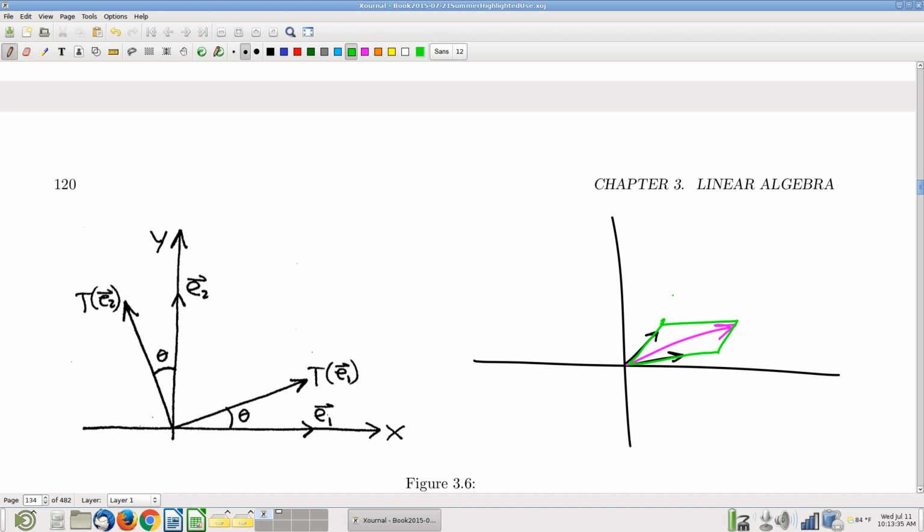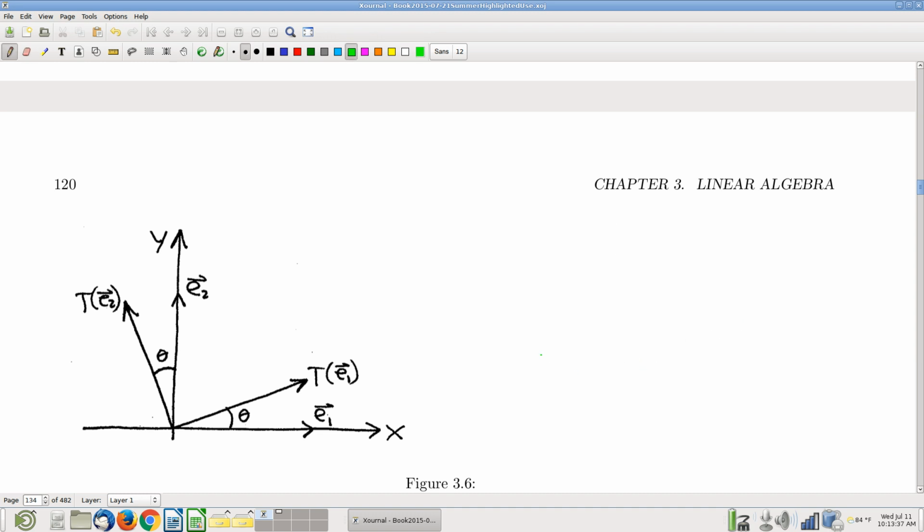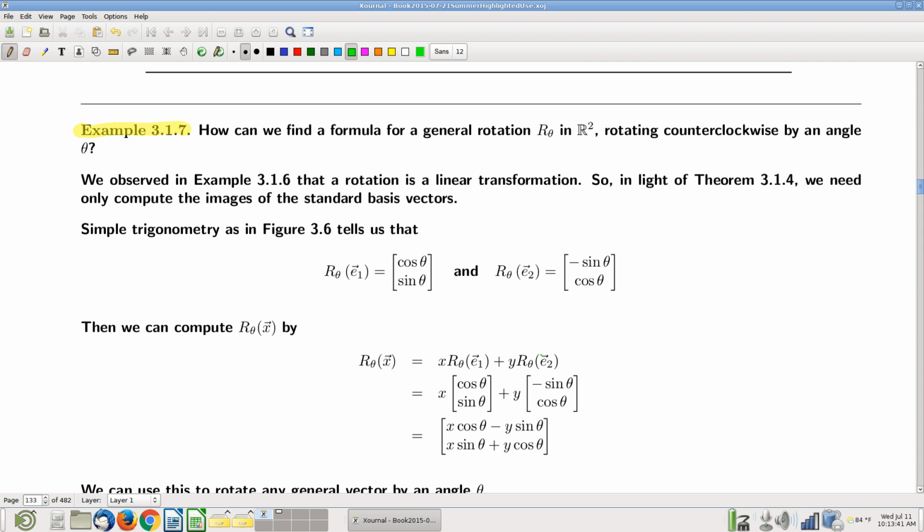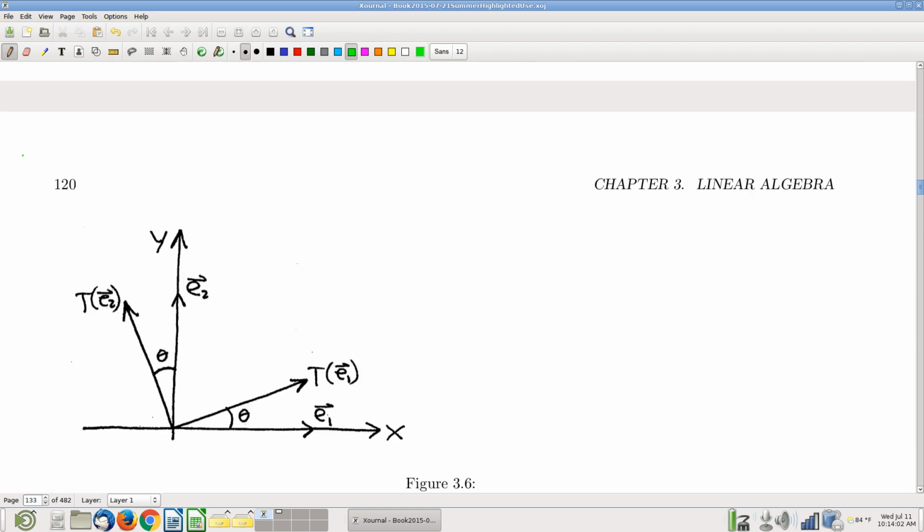Okay. That ends up giving us a powerful result. Suppose all I know about a function is that it is a rotation in R2 around the origin, counterclockwise by some angle, theta. Suppose I want to find a formula for that. Right now, I want you to think back to high school, think back to trig class. How would you find a formula for a rotation by some angle around the origin?